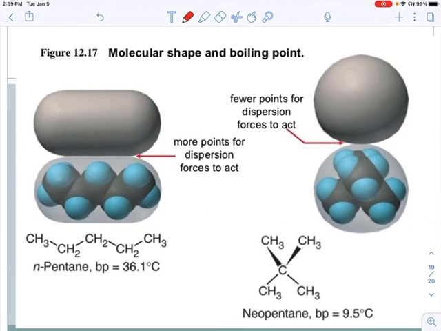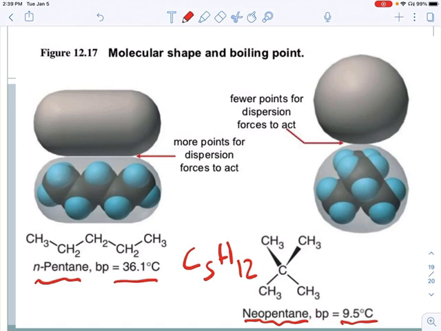Here's two molecules, N-pentane and neopentane, that have the same chemical formula, but their boiling points are different. Notice that our N-pentane has a boiling point of 36, while neopentane has a boiling point of 9.5, even though they both have the same formula, C5H12.